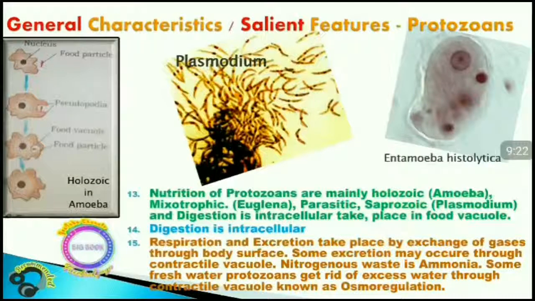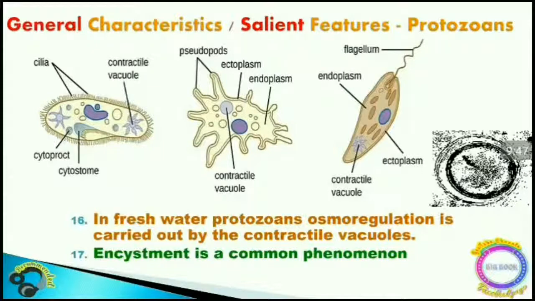In the sense, respiration is done by the exchange of gases through the body surface, whereas excretion is done through the contractile vacuole, where the nitrogenous waste is ammonia, and some protozoans get rid of excess water through the contractile vacuole, known as osmoregulation. That is, they balance with the help of osmoregulation.